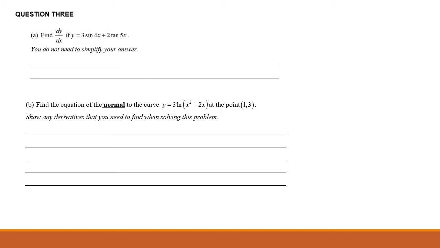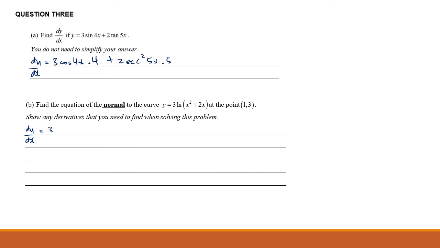Okay, so question 3 here, dy by dx. Try to find dy by dx, 3 sin 4x. That's going to be 3 sin goes to cos, times the derivative of the inside, plus tan goes to sec squared, so it's going to be 2 sec squared 5x times the derivative of the inside. That's the composite rule. Find the equation of the normal. Alright, so this is going to be a bit trickier. Find the equation of the normal. So let's go, dy by dx to start with.